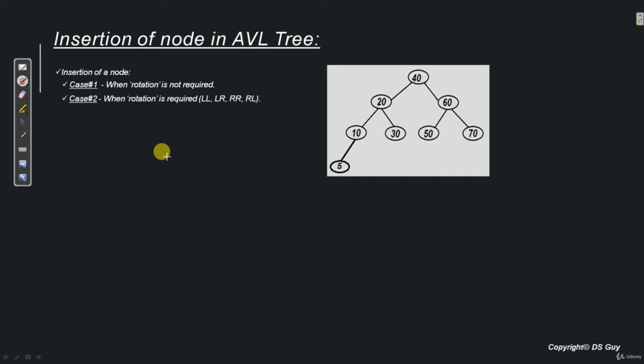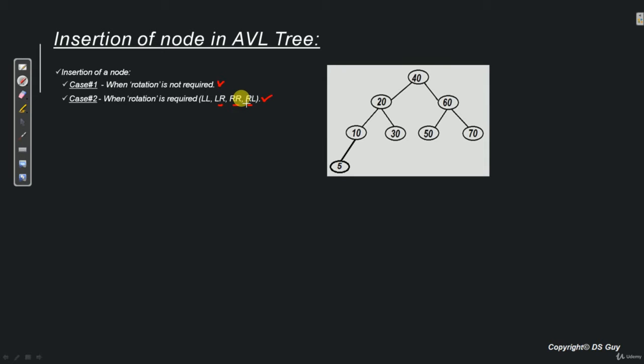Hey guys, welcome back. So, if you remember from the insertion video, we said that when we want to insert a new node, there can be two cases. That is, when rotation is not required, and the second case is when rotation is required. And under case 2, we had four subcases, that is, left left, left right, right right, and right left conditions. So we have seen all these cases individually one by one.